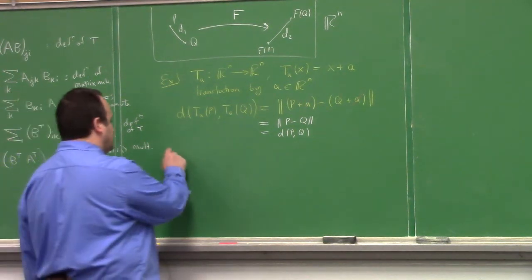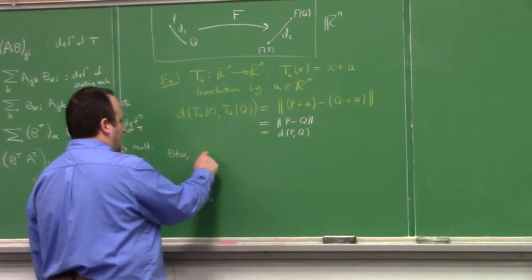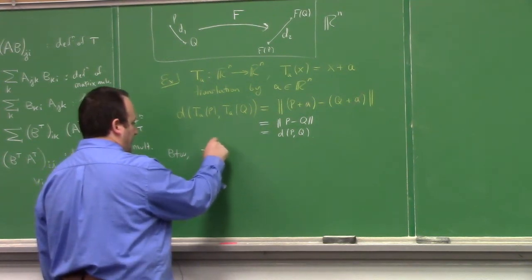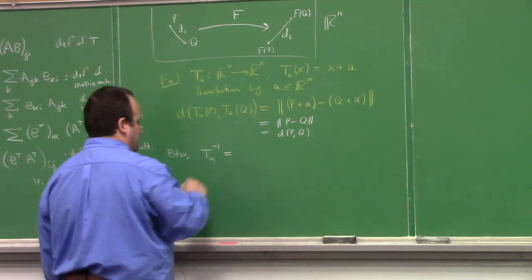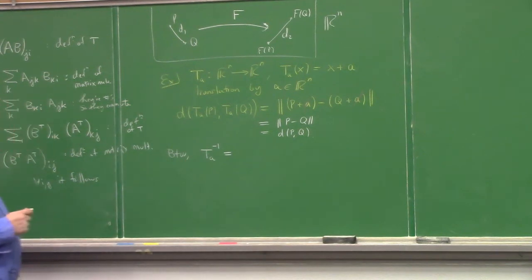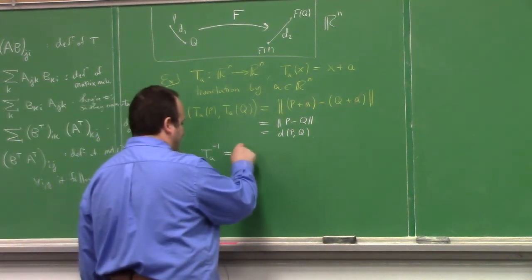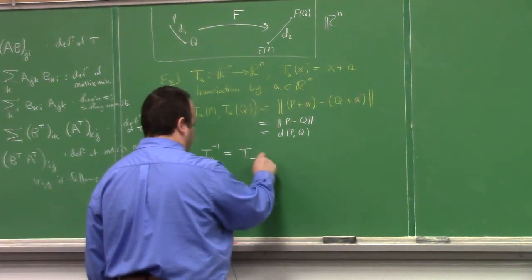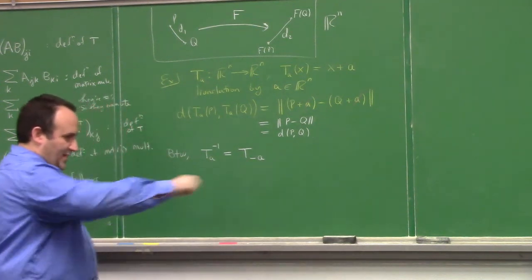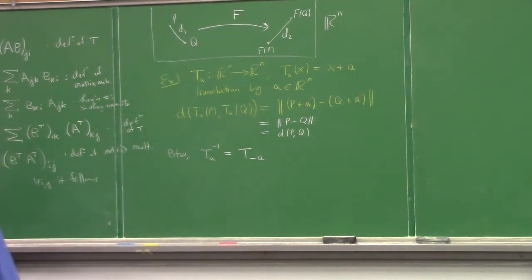By the way, TA inverse is equal to what? If I want to undo a translation, what do I do? The backwards of it? Circle back? Let's see here. Not really circle back, just go back. So translate by minus A, right?